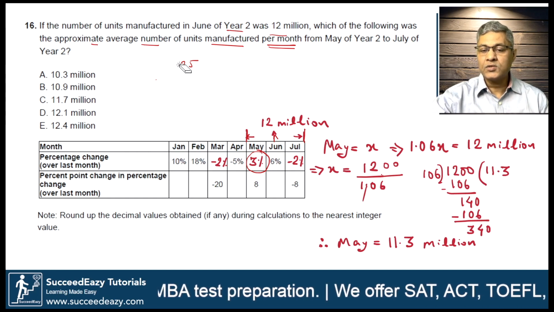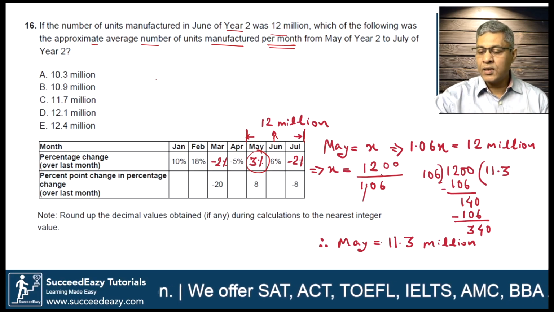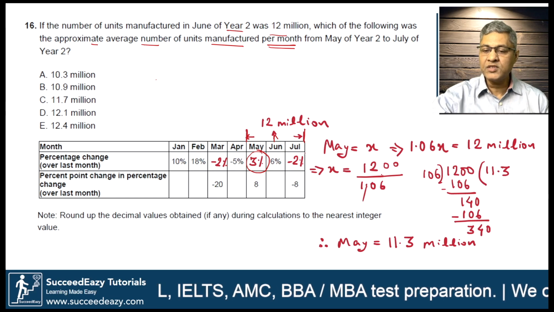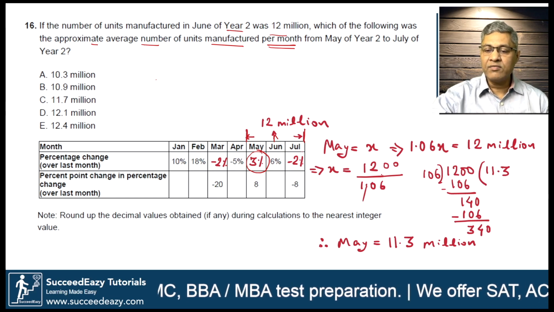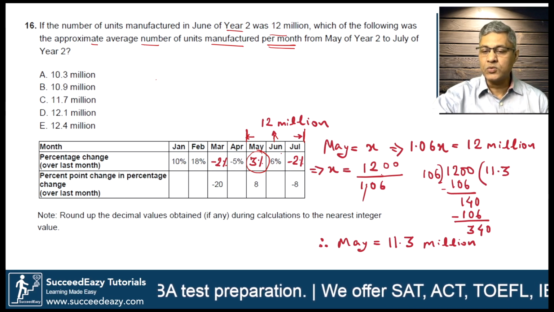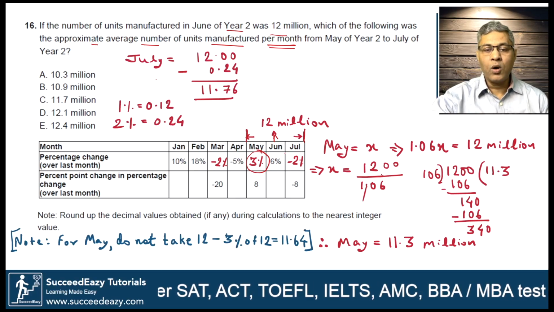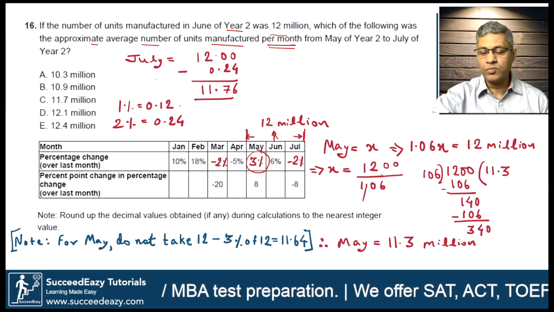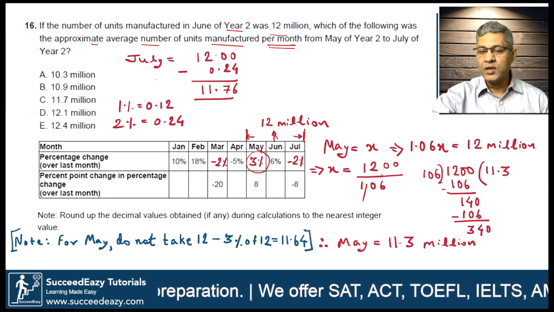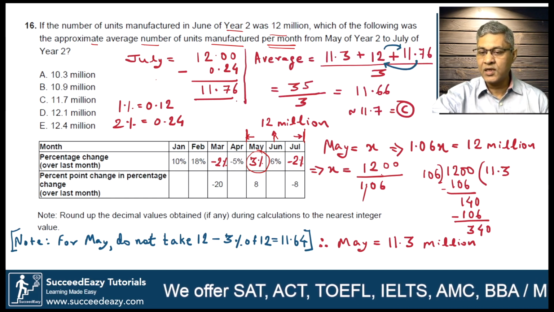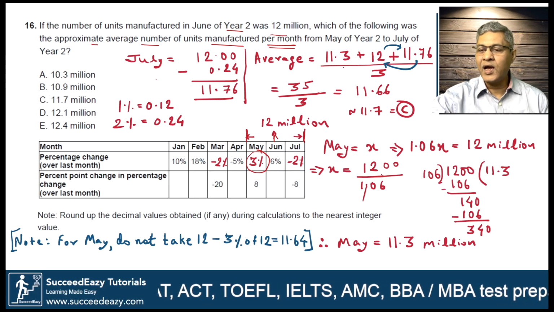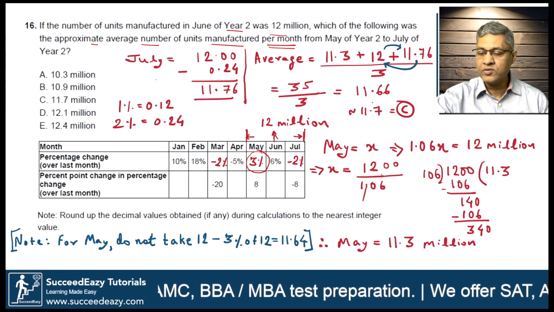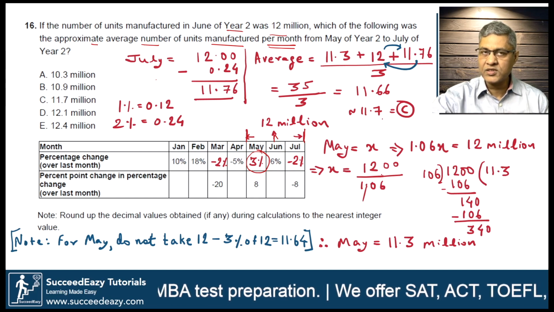Okay, all right, so let me delete all this. We found the May data. Okay, we have the June figure. Now it is pretty simple. We just have to find July to take the average. July would be 2% less than June. So what will be 2%? 1% would be 0.12 and 2% would be 0.24, right? Reduce that, and what you get is 11.76. Now our job is absolutely simple. Just add 11.3 plus 12 plus 11.76 divided by 3. You get 35 divided by 3. You get 11.66, which is close to 11.7.